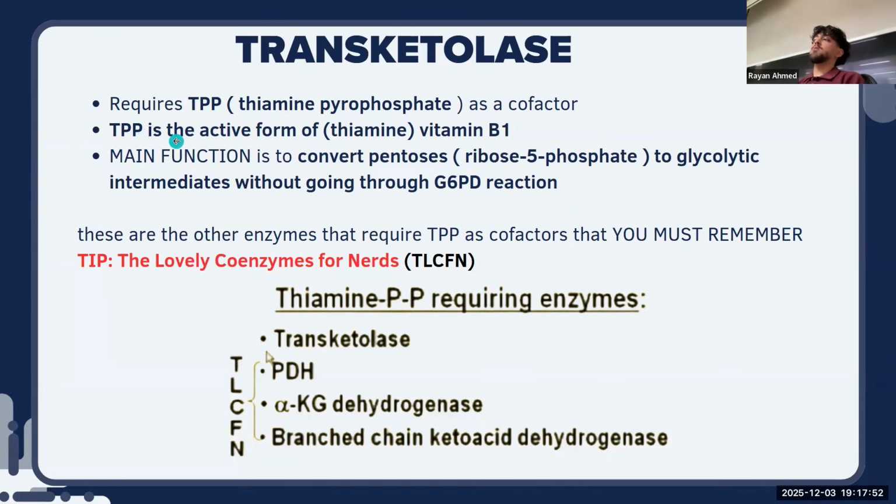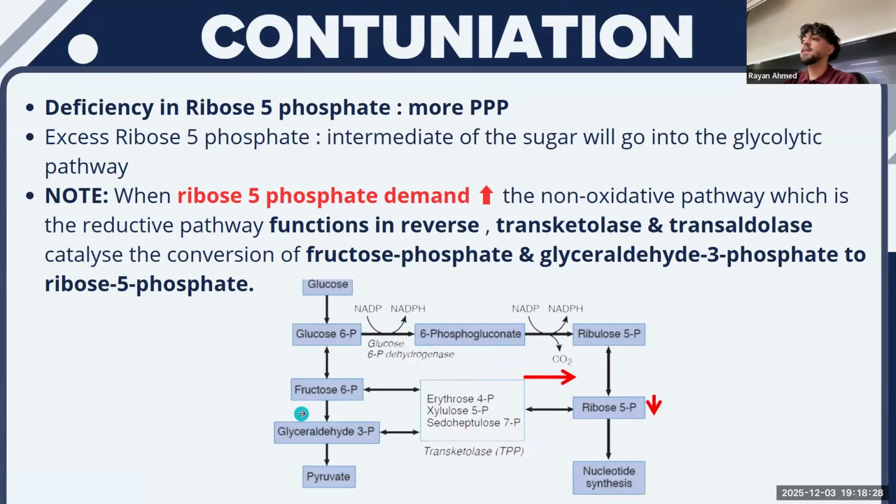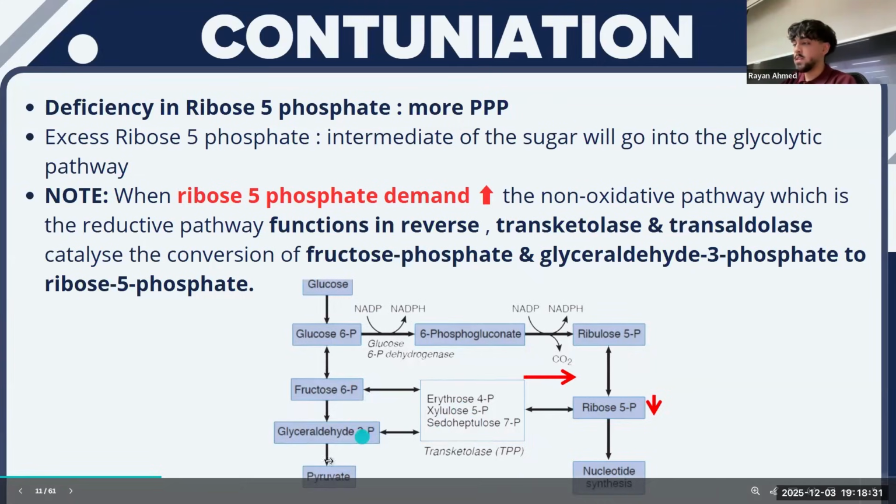So TPP is the active form of thiamine. Transketolase converts pentose, ribose 5-phosphate, to glycolytic intermediates without going through the G6PD reaction. Remember, guys, the whole point of transketolase is to convert pentose, which is ribose 5-phosphate, to glycolytic intermediates without going through the G6PD reaction. We can go back. I can show you guys right here. The whole point is to skip this whole pathway and go again into fructose 6-phosphate and glyceraldehyde 3-phosphate in glycolysis. We don't want to use G6PD. We can go straight directly by using the help of transketolase from ribose 5-phosphate into fructose 6-phosphate and glyceraldehyde 3-phosphate to make ATP in glycolysis.